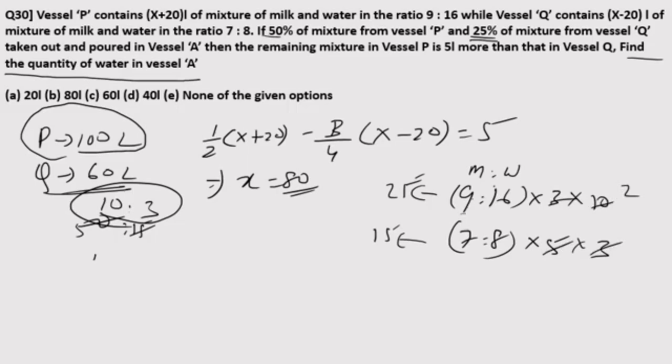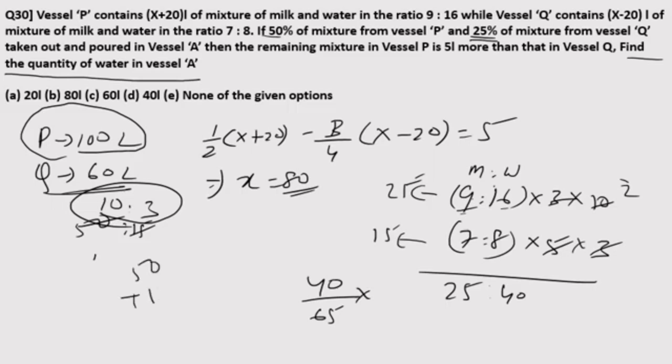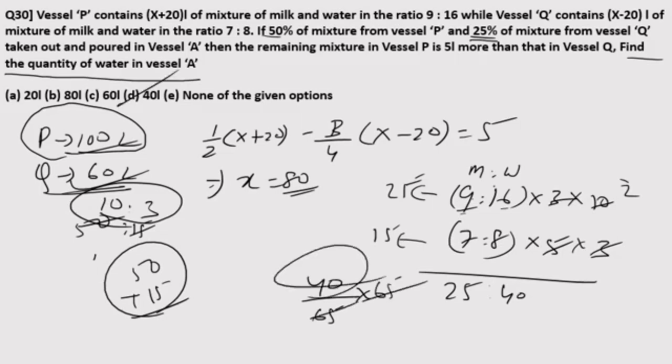So the new ratio is 18, 9 into 2 is 18, 9 into 16 is 32. So 18 plus 7 is 25 and 32 plus 8 is 40. Okay, so you have been asked to find the water. So water has to be 40 by 65 into 50 plus 15. Why 50 plus 15? Because 50% of P and 25% of Q. So into 65. So this is coming out to be 40. My answer is option D.